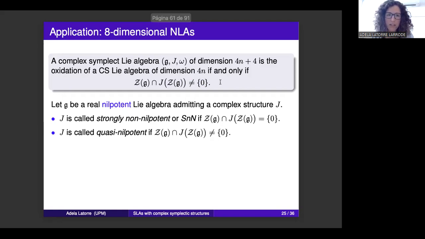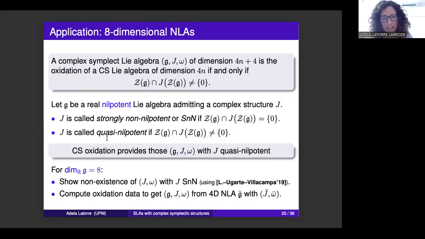But when we are in the case of nilpotent Lie algebras, this does not always happen. Indeed, when we are dealing with nilpotent Lie algebras, there are two kinds of complex structures on them. One of them are called strongly non-nilpotent, which are precisely those for which there is no J-invariant subspace inside the center, and the other ones are called quasi-nilpotent, and for them, you can actually find this J-invariant subspace in the center. So to apply the construction to the nilpotent eight-dimensional case, what we realized is that our oxidation process was only giving us those triples with J of this specific type.